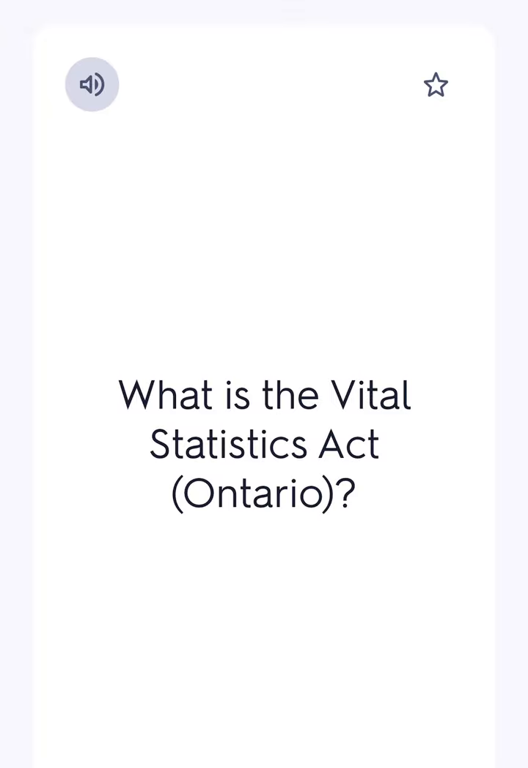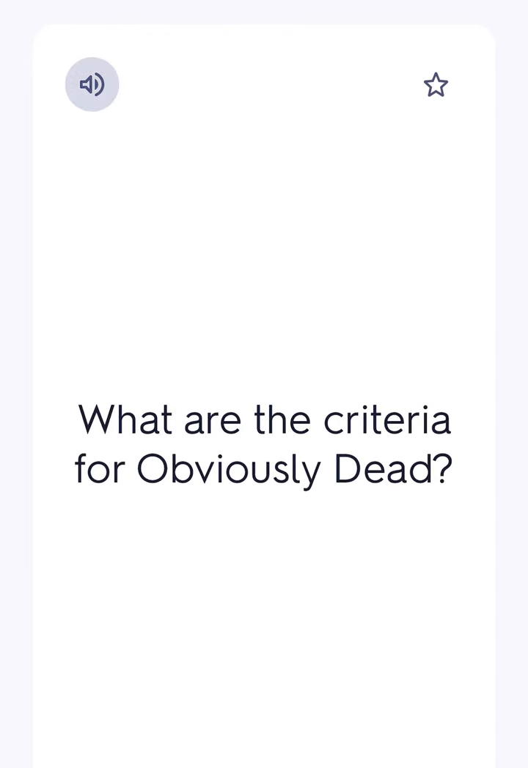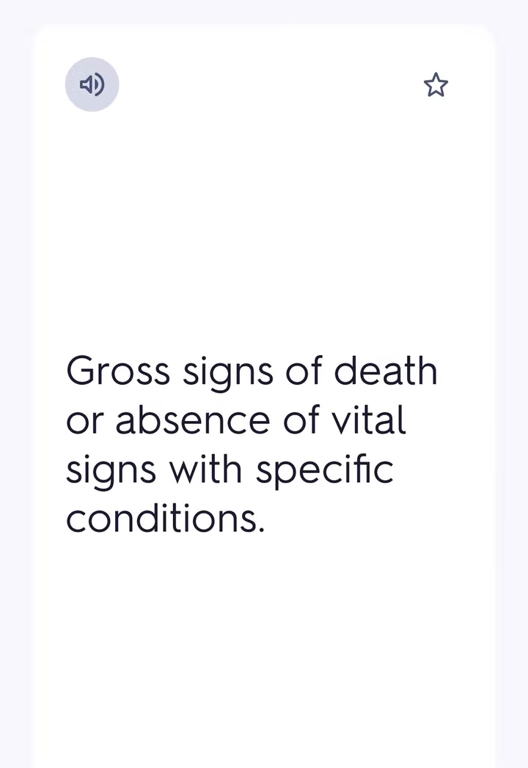What is the Vital Statistics Act? An act that governs the registration of vital events, including deaths, in Ontario. What are the criteria for obviously dead? Gross signs of death or absence of vital signs with specific conditions.